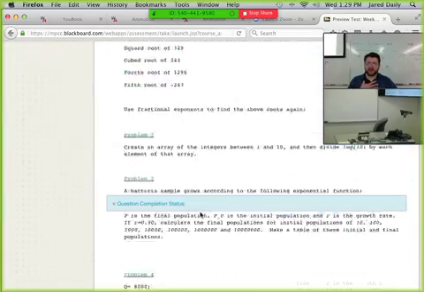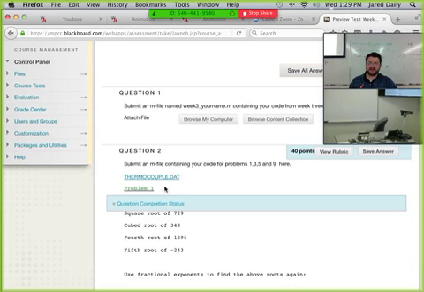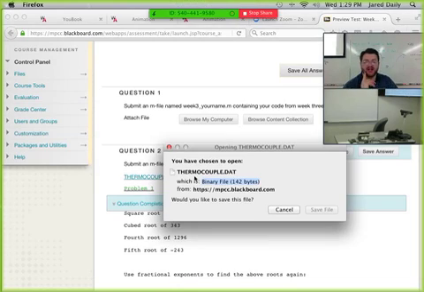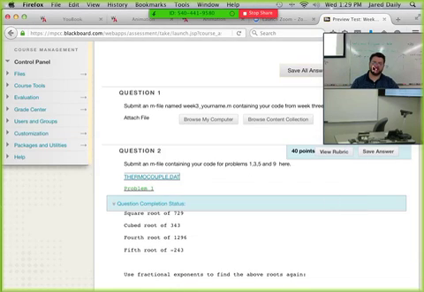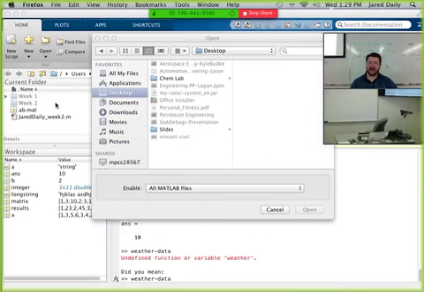All right, so you're going to come across files. In fact, in your next homework assignment, you're going to come across a file that looks like this, thermocouple.dat. You go ahead and click on it, save that file to your computer, and then go to MATLAB and open that file.